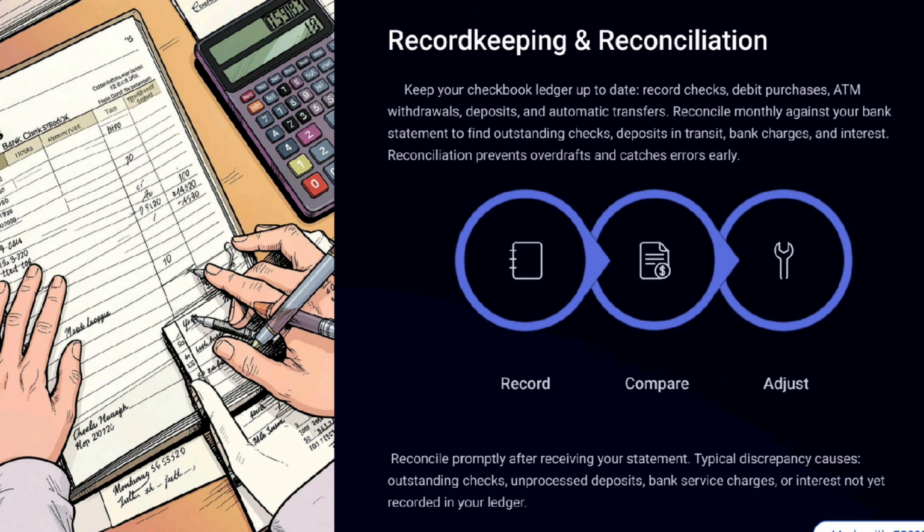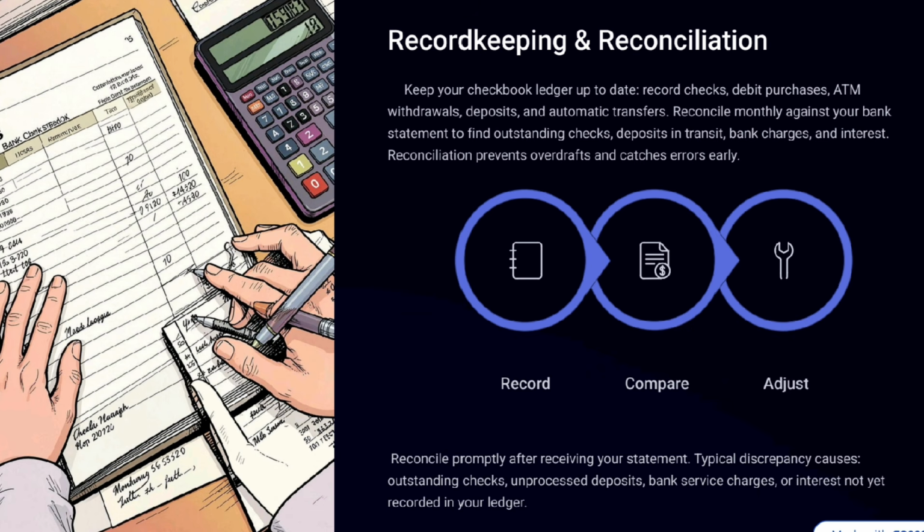So, keeping an account isn't just about depositing and spending money. It's also about maintaining accurate records through bank reconciliation. Reconciling your account means comparing your personal transaction records against the official bank statement to make sure both balances match. This practice prevents costly overdrafts and helps catch banking errors or unauthorized charges early. So let's look at the 3-step process shown on the slide.